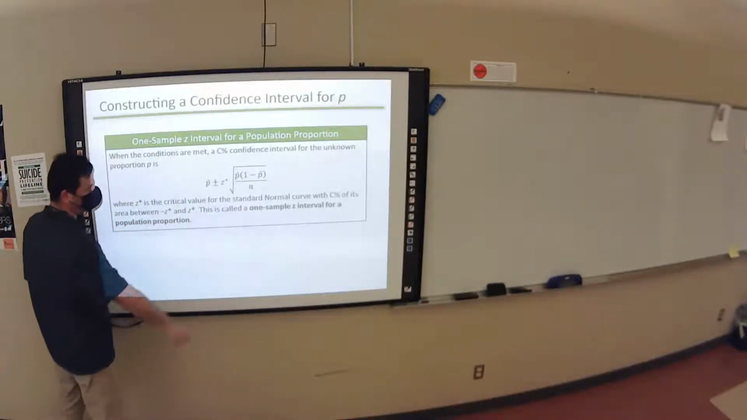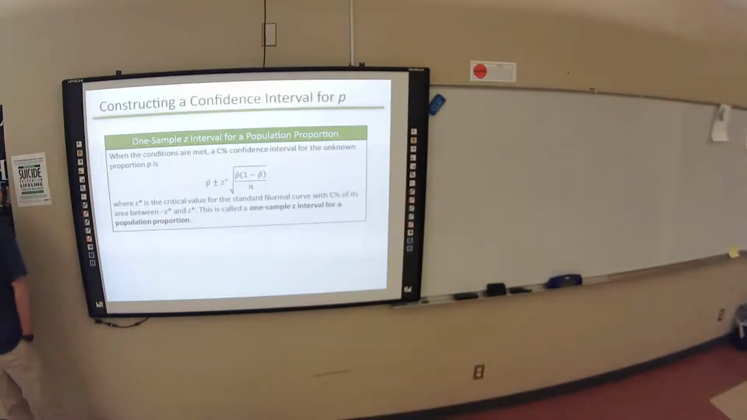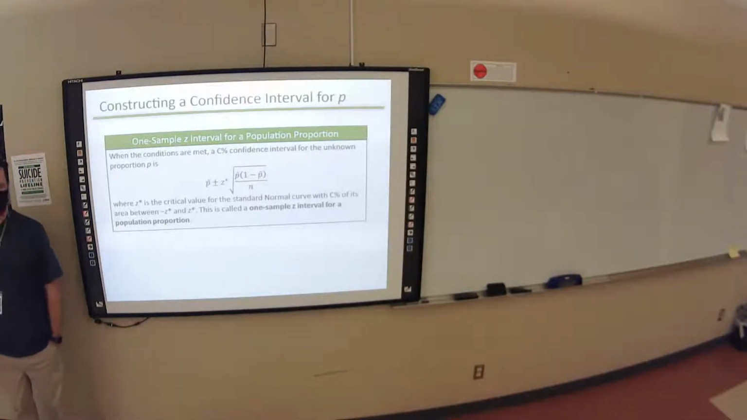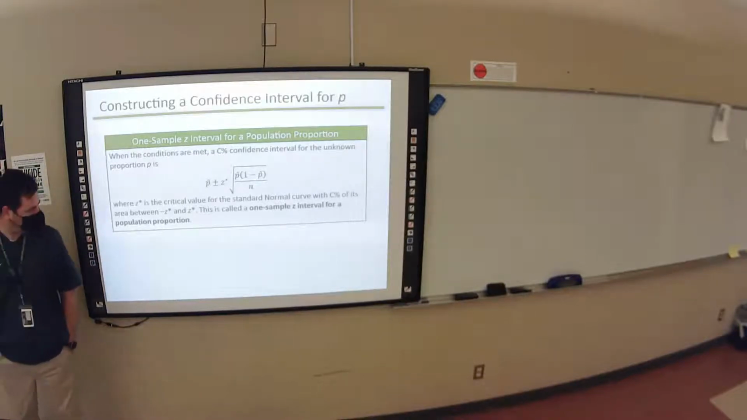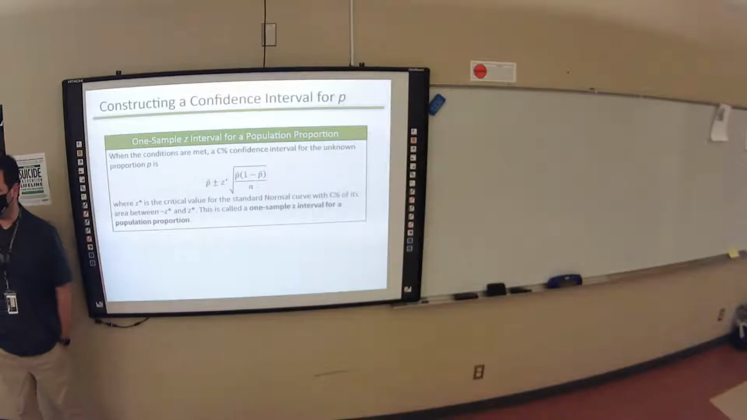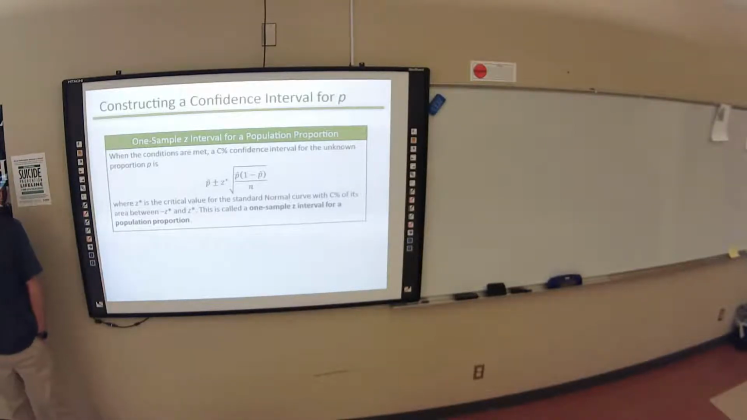This is called a one sample proportion z interval. You need to know those words. They call it a one sample z interval for proportions, so I abbreviated it a little bit: one sample proportion z interval.